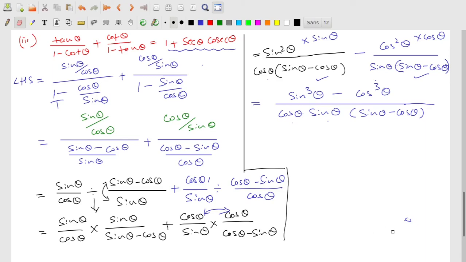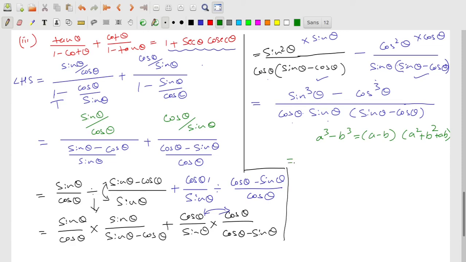Now we need to use some trigonometric identities and then algebraic identities. See here, in the numerator you have a cube minus b cube. So which algebraic identity will we use? We know that a cube minus b cube can be written as a minus b into a square plus b square plus ab. Okay, you need to remember this one.